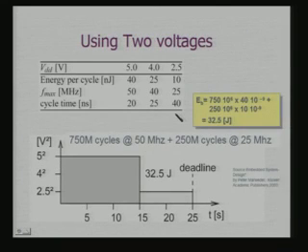Let us say that I would like to do this job using 2 voltages and not 3, then what happens? The whole operation requires what? 750 plus 250 cycles. I can add it up because the whole thing I had operated earlier at 50 megahertz. Now, I am operating this at 50 megahertz and at 25 megahertz, okay.